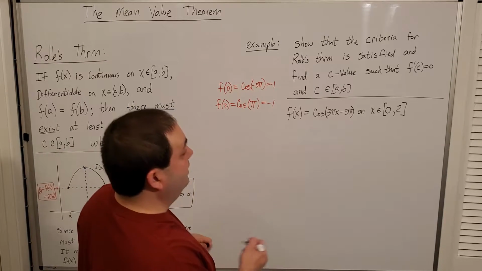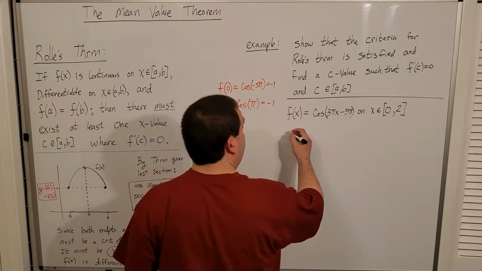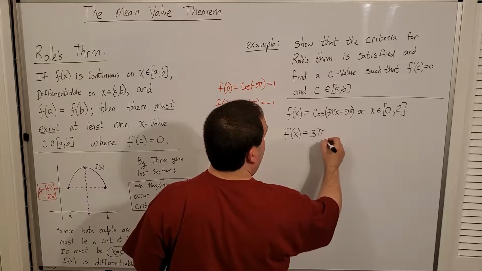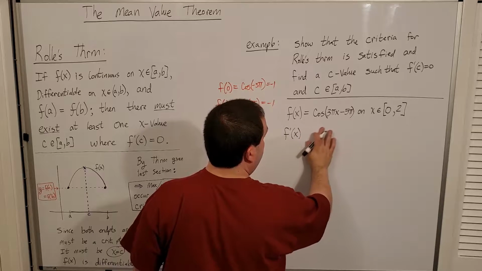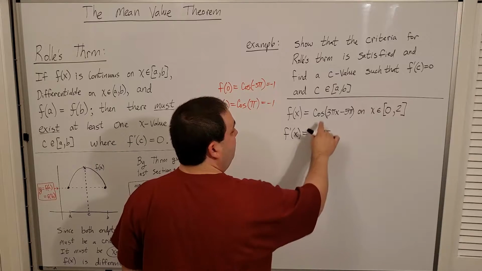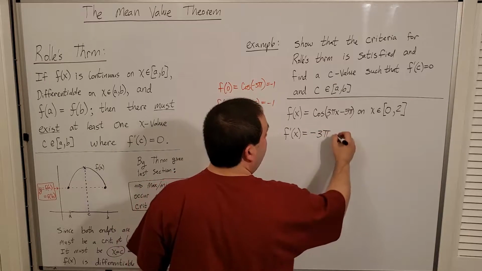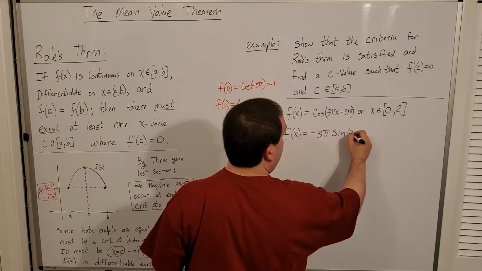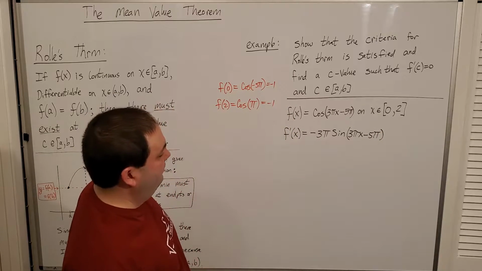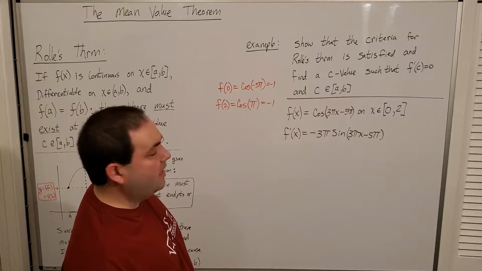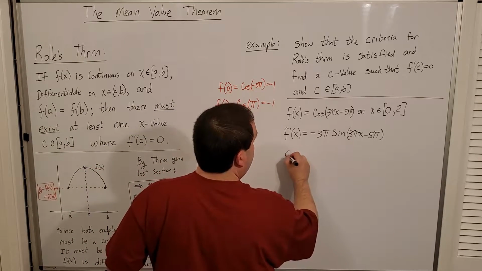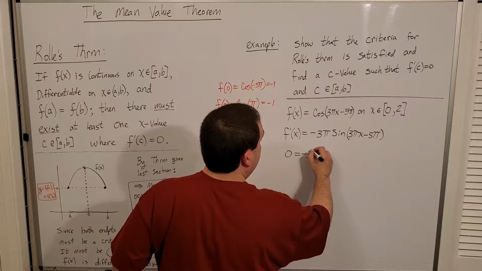So let's find at least one of those. Take the derivative. 3 pi, oops, forgot. 3 pi is the inside derivative, right? That's chain rule. And then the derivative of the cosine is going to give me negative sine of the inside. There's my derivative. And it's saying that I should be able to find a point where this is equal to 0. So I just need to solve this equation.